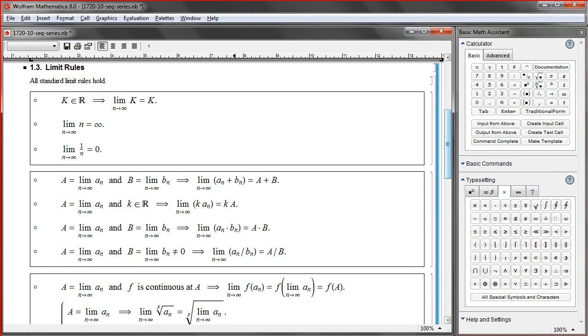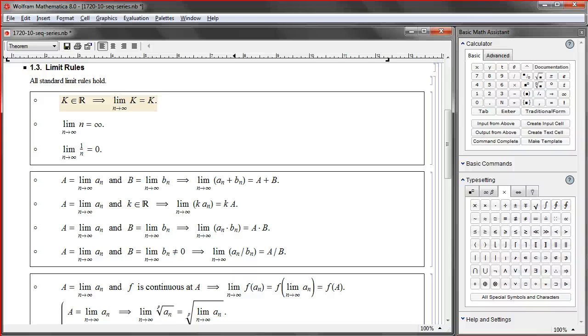Limit rules, let me classify things like these. First, trivial limit rules. Constant k remains constant. Duh. This is another tautology. If n goes to infinity, then n goes to infinity. Duh, another tautology. This one, on the other hand, is not duh at all. This is important, and this is very difficult to prove. 1 over infinity becomes 0. Seems pretty simple, but it turns out it is a very difficult thing to prove.